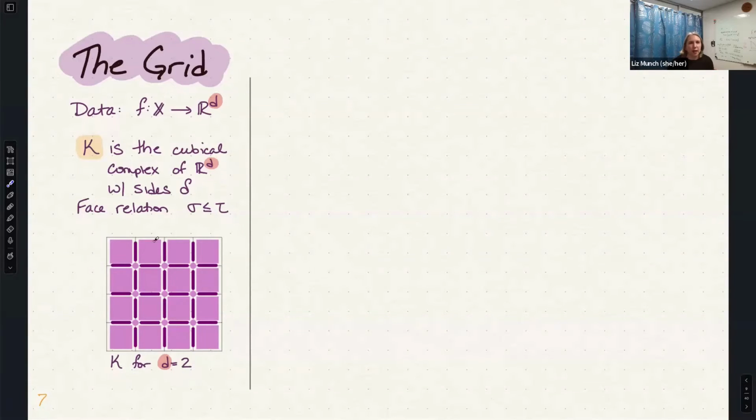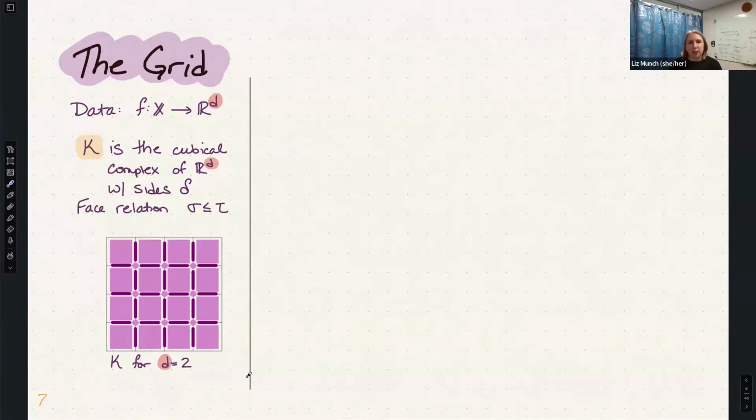I'm going to decide on some delta in advance. So I've got some sort of delta parameter that determines how fine my grid is. And of course, because this is a cubical complex, I get all my nice face relations, and I've got this beautiful topological, combinatorial structure. All right, so here's my picture when D is equal to 2. This is my grid in the case that D is equal to 2.